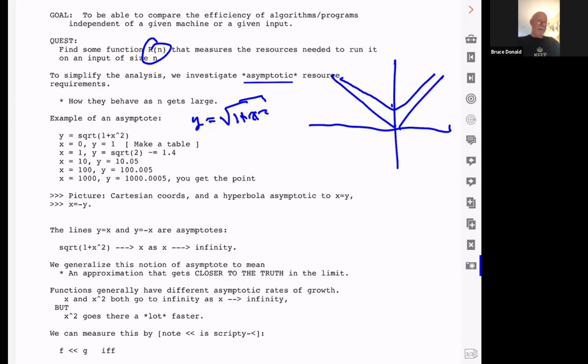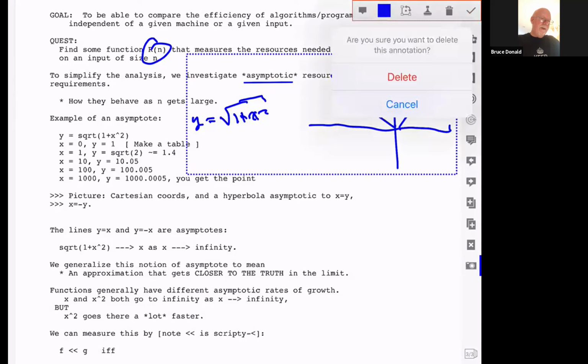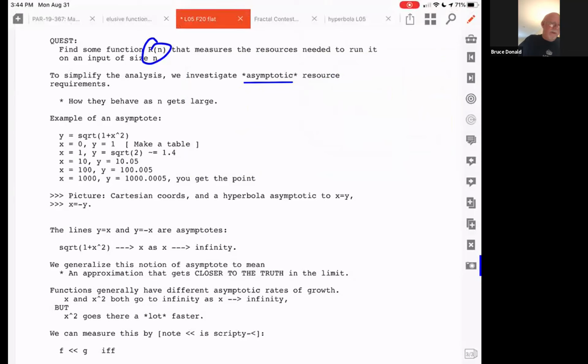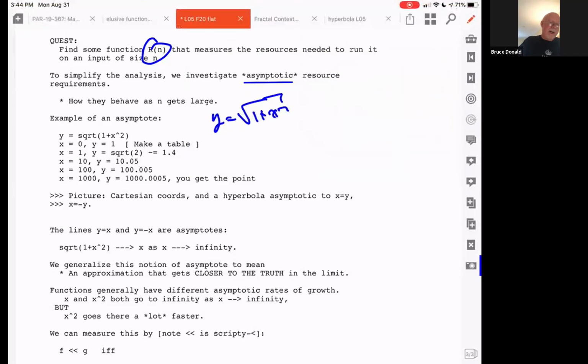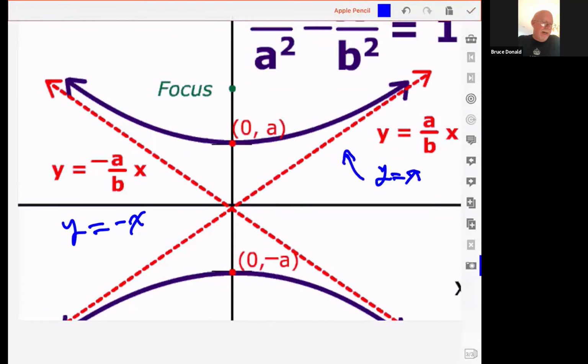I wanted to use the example of a simple function to illustrate asymptotic behavior. Let's look at y equals the square root of 1 plus x squared. To save a little time, I have a drawing of that prepared. Here's a general case of this function. In this case, set a and b both equal to 1, so that this asymptote here is y equals x, and this asymptote here is y equals minus x. As x gets larger, you get closer and closer to the asymptote, namely y equals x. You don't actually reach it in finite time.